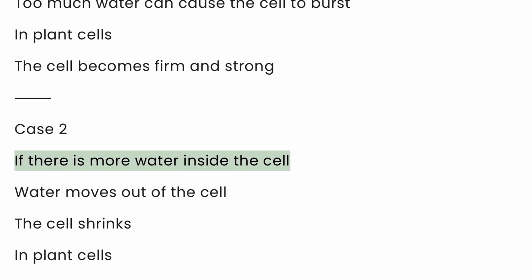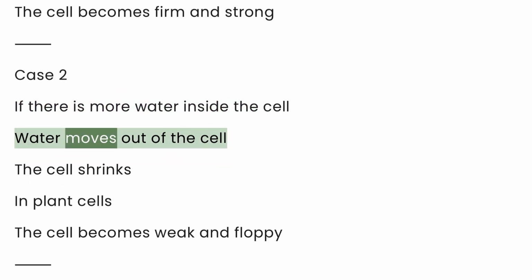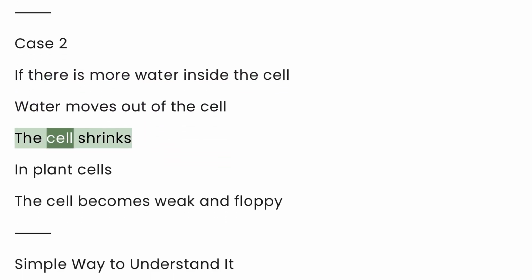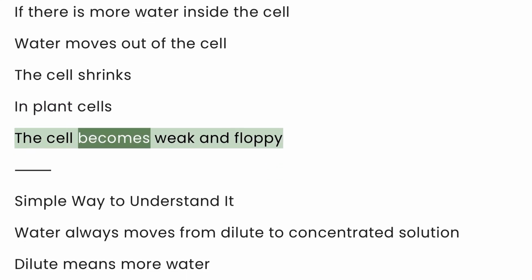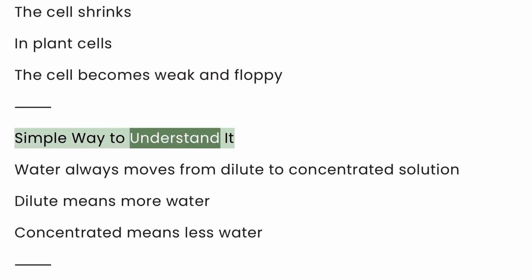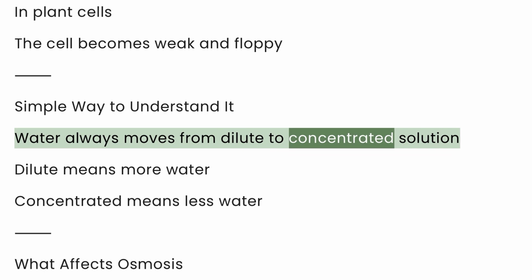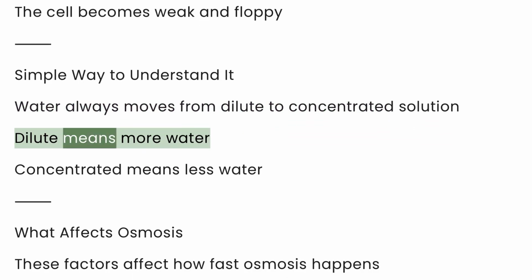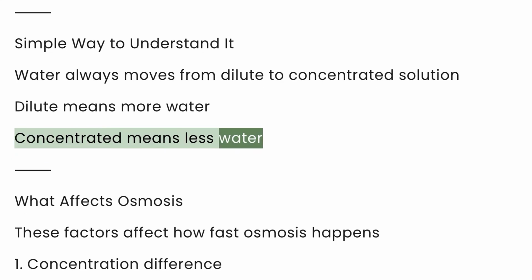Case 2. If there is more water inside the cell, water moves out of the cell. The cell shrinks. In plant cells, the cell becomes weak and floppy. Simple way to understand it. Water always moves from dilute to concentrated solution. Dilute means more water. Concentrated means less water.